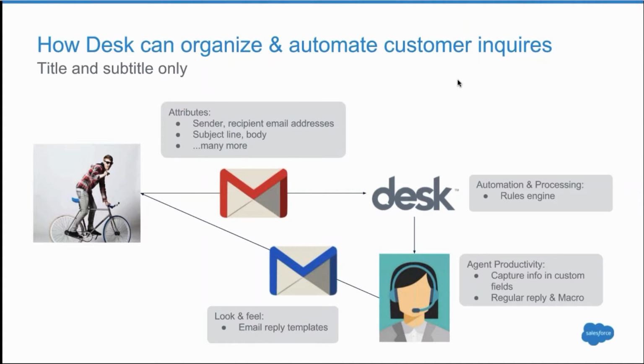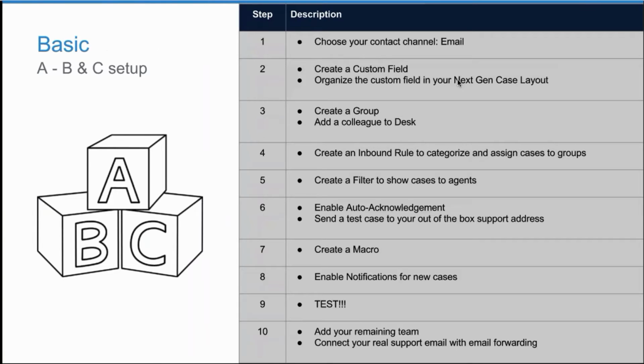Now that I'm prepared with my data model and I have an overview of how Desk works, let's talk about the specific tasks that I need to complete in order to customize Desk for my bike business. Now, I've prepared a list of 10 steps to set up in Desk. The first step, I'll keep my implementation really simple and only enable the email channel for the time being. When I'm ready, I can always go back and enable my phone and social media channels in Desk.